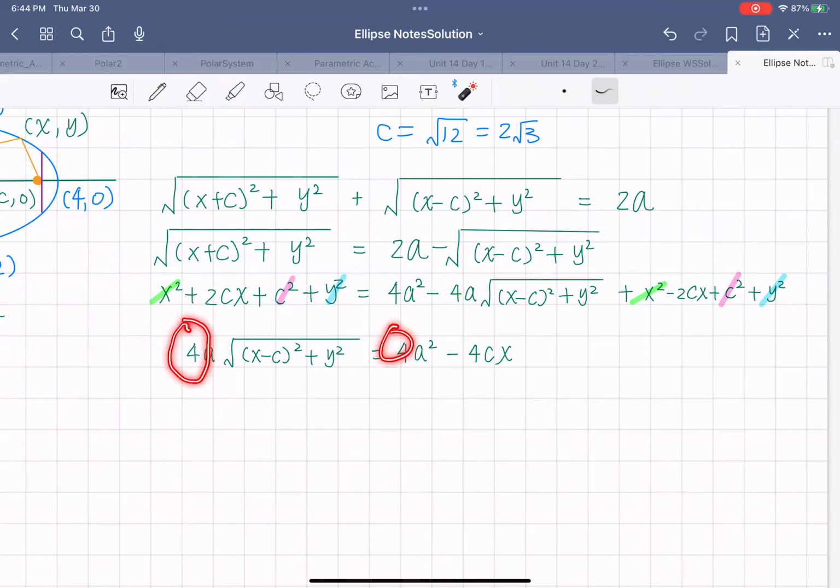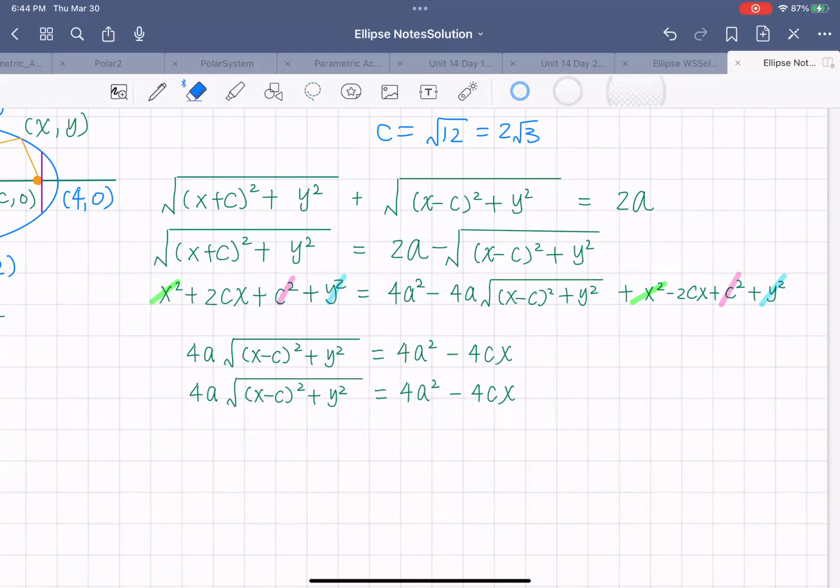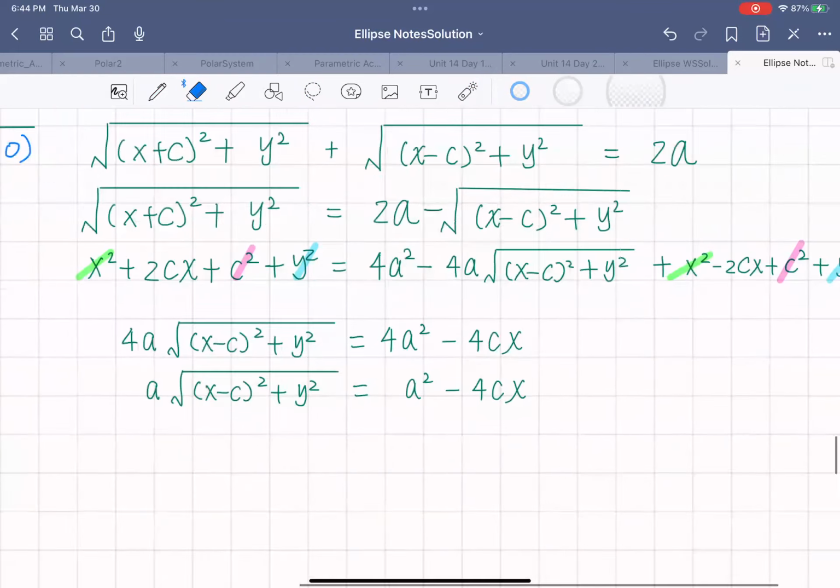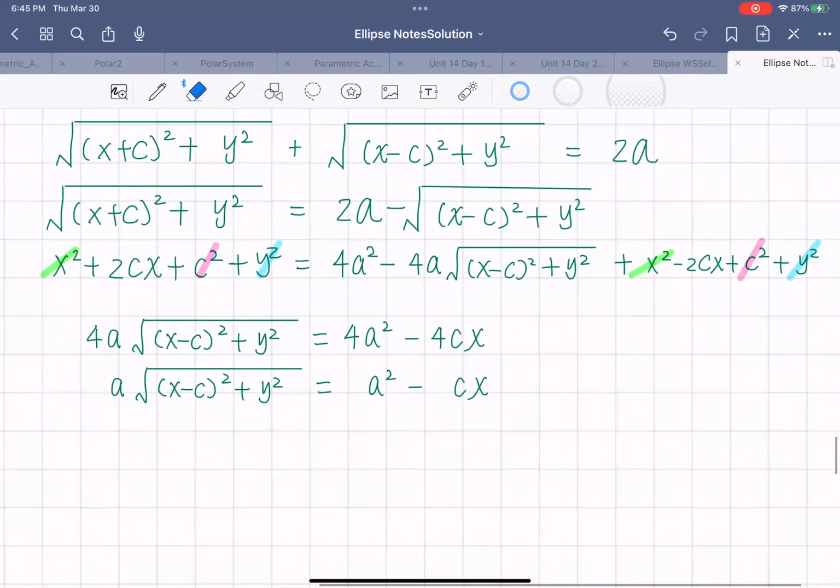And this is 4, this is 4, this is 4. Let's divide everything by 4. Is that okay? Yeah. I'm going to divide everybody by 4. Okay, so far so good. Next, I'm going to square. Look at here. I'm going to square everybody. Okay?